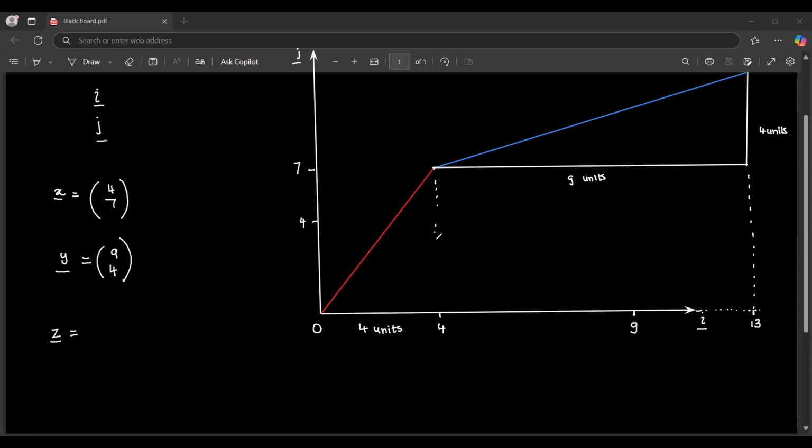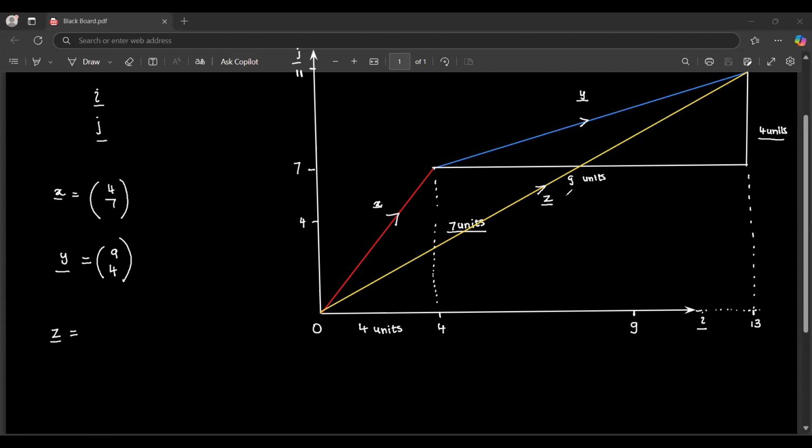Similarly, here we know the j value of the x vector is 7 units. So if you add those two, you'll get 7 units plus 4 units, which is equal to 11. So this is what actually happens. If you want to represent z, z will look like this. I'll just mark the arrows. So this is x and this is y, and here we have z.